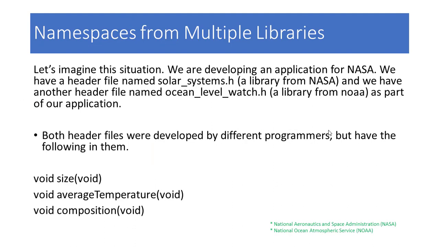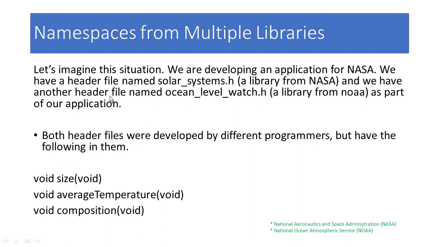As a developer, there are some situations whereby you will be working with namespaces from multiple libraries, and this is one example. We will build on this example later on in this tutorial. Here is a situation. Let's imagine this situation. We are developing an application for NASA, we have a header file named solar_systems.h, and we have access to that header file. It is a library from NASA.